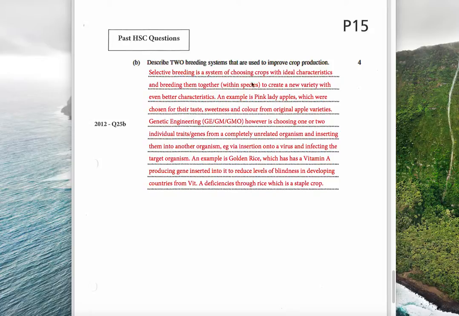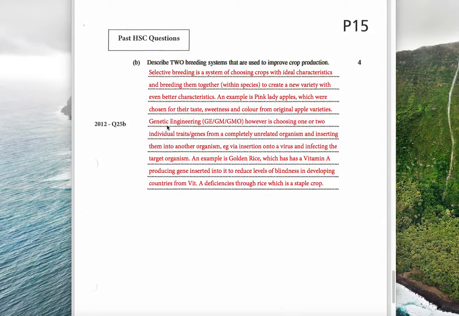So selective breeding is a system of choosing crops with ideal characteristics and breeding them together within species. And this is the key here, it's not hybridization, to create a new variety with even better characteristics. An example is pink lady apples, which were chosen for their taste, sweetness, and color from original apple varieties.